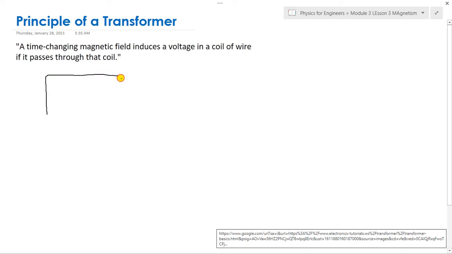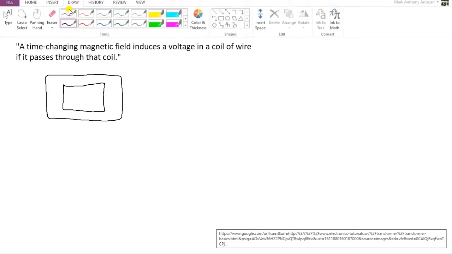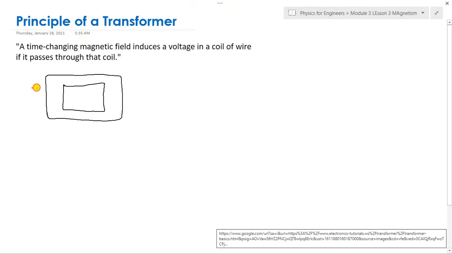Let's say this is the iron core. It is connected, and we have our primary winding on the left side, with a number of turns depending on the design. And then we also have a secondary winding on the other side. Again, this is the primary side, and this is the secondary side.